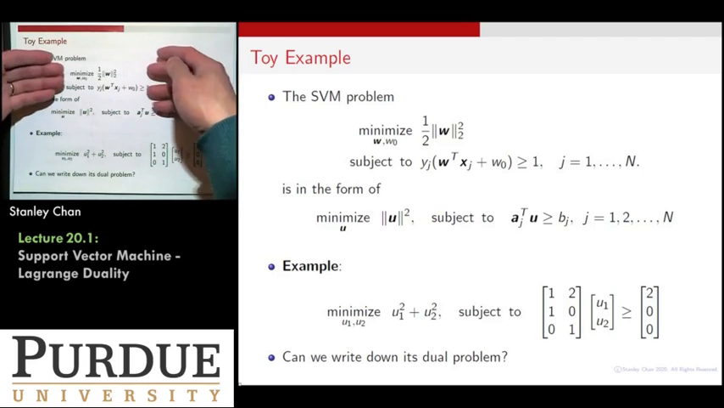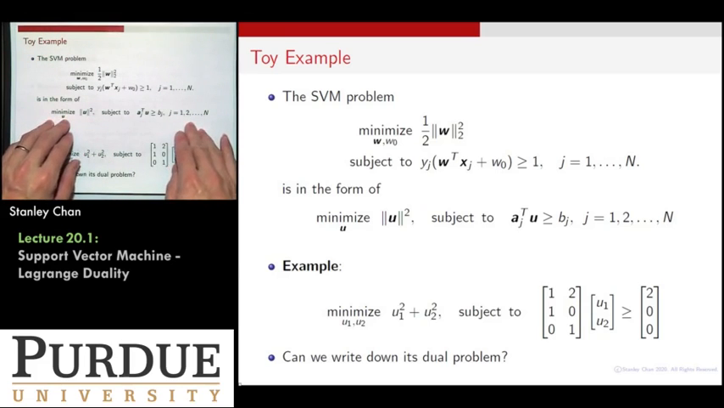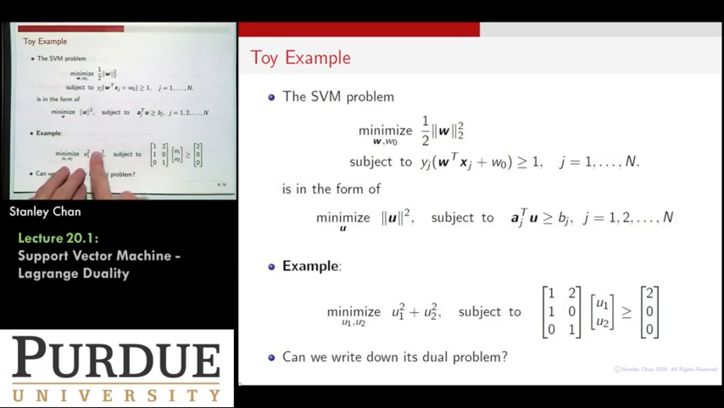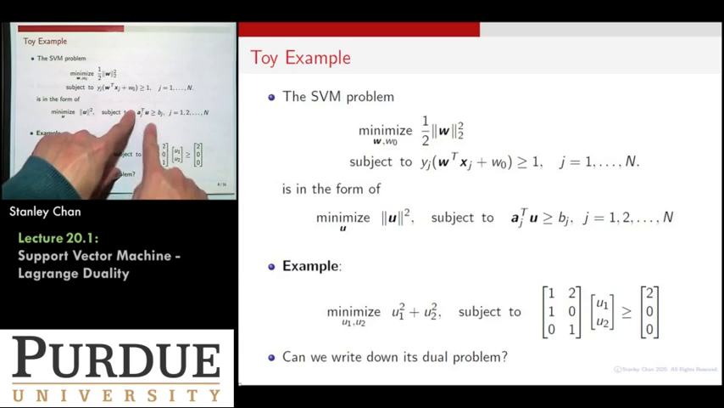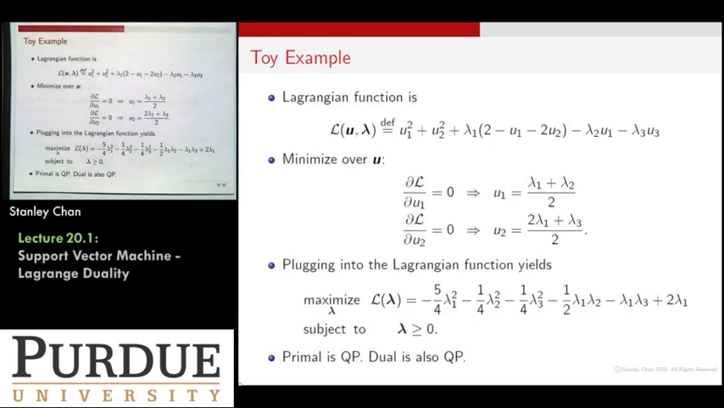So I can literally rewrite this original problem into this format, and then I can define a two-dimensional problem in this example. Then I can choose all the a_j's and the b_j's, and put them into this constraint. And we ask, can we write down the dual problem for this optimization problem? It turns out that yes, we can write it down fairly easily.